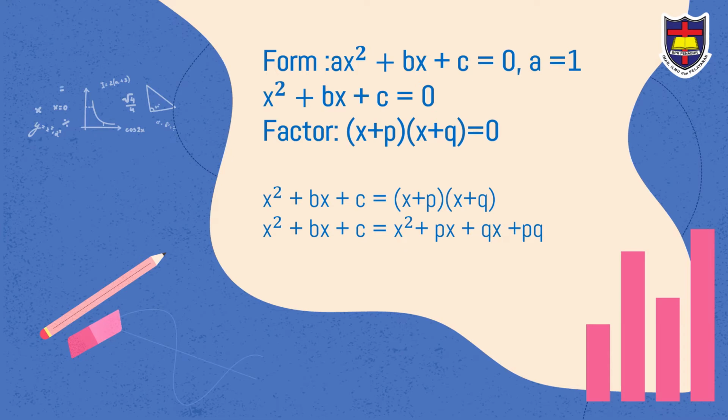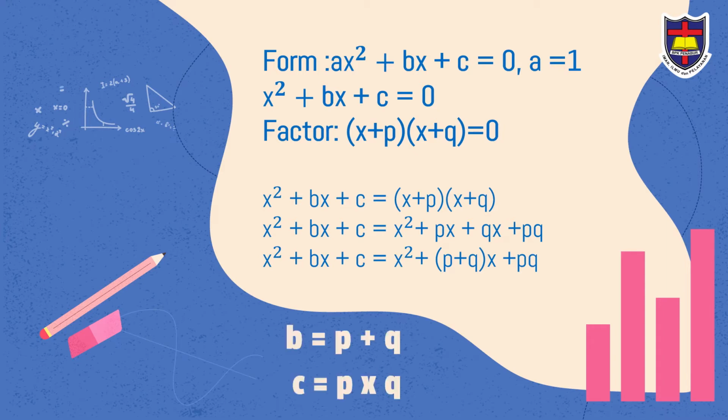So we can solve it. x squared plus bx plus c equals x squared plus px plus qx plus p times q. Or we can write it x squared plus bx plus c equals x squared plus (p plus q) times x plus p times q. So we can conclude that b equals p plus q and c equals p times q.